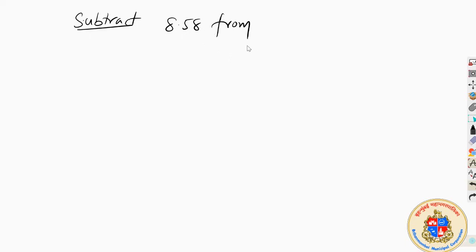From 15.41, we will write 15.41 minus 8.58. The way we do subtraction, the decimal points should be in line. 1 minus 8, normal subtraction.